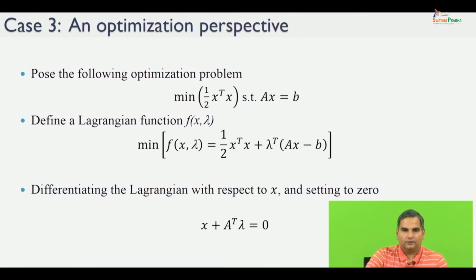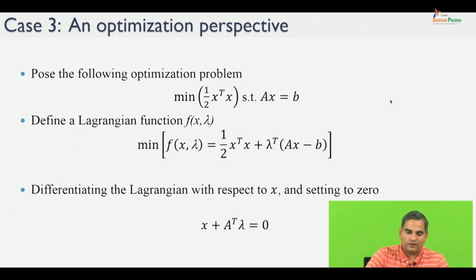Similar to the previous example, we are going to take an optimization view. Here what we are going to do is we are going to minimize half x transpose x. This half is just to make sure the solution comes out in a nice form. And notice here something that is important. We also have a constraint for this optimization problem. S.t. means subject to. So I want to minimize this half x transpose x subject to the constraint Ax equal to b.